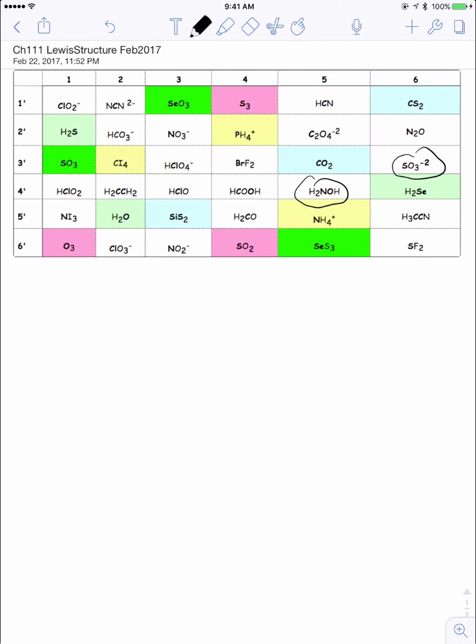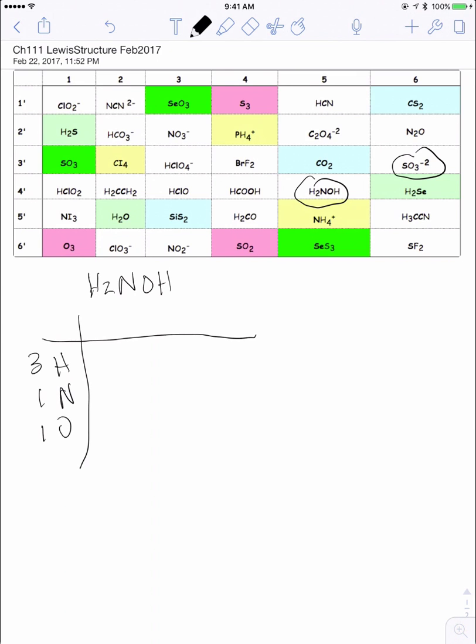So this first example is H2NOH. This is, I believe, ammonium hydroxide. So in this particular chemical, I'd like to draw a table that shows the number of atoms. So in this particular case, I have 3 hydrogens. I have 1 nitrogen and 1 oxygen. Then I like to draw 2 columns.